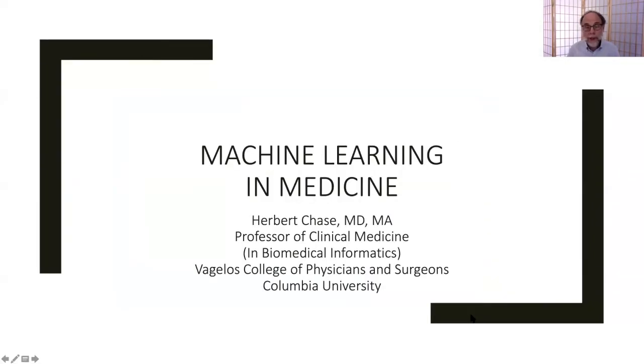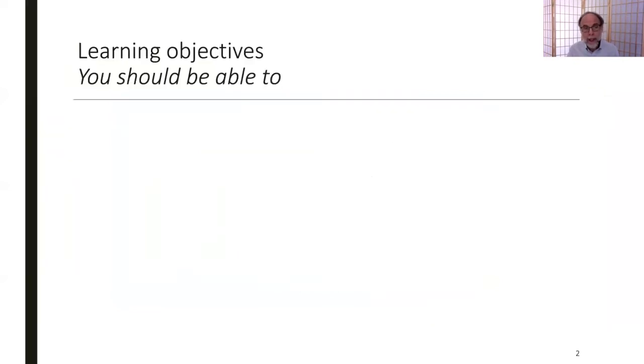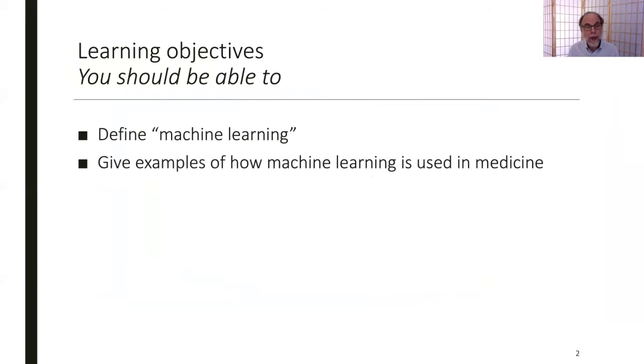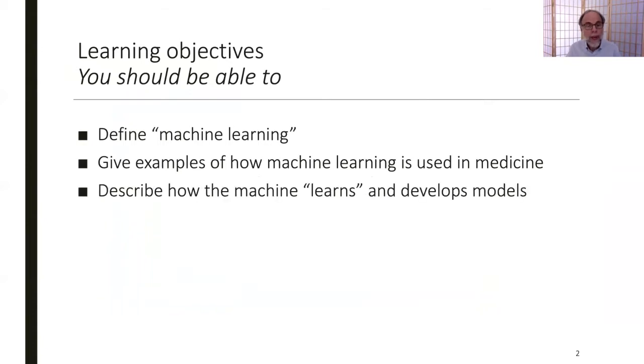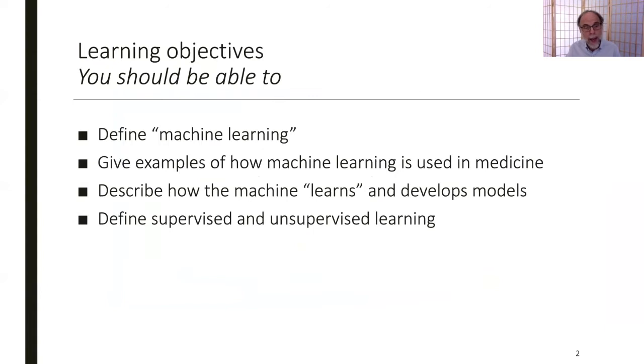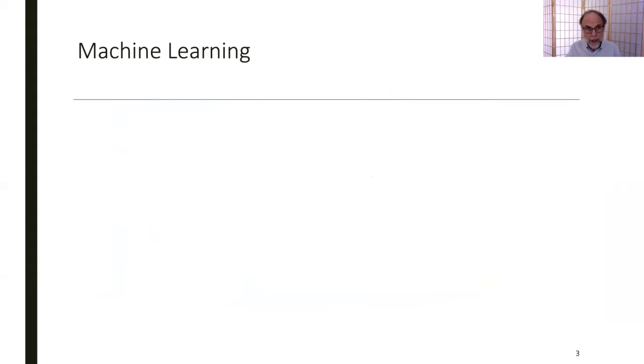So this will be a short overview of machine learning in medicine. Today's learning objectives, which we should be able to accomplish, are to help you understand what machine learning actually is, that you can provide examples of how machine learning is used in medicine. You can describe how the machine learns and develops models, and then define supervised and unsupervised learning. So let's start off with the definition of machine learning.